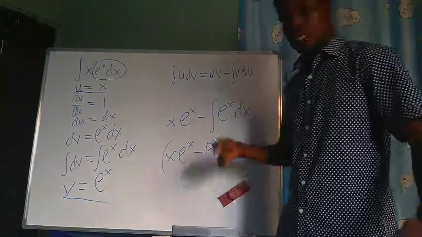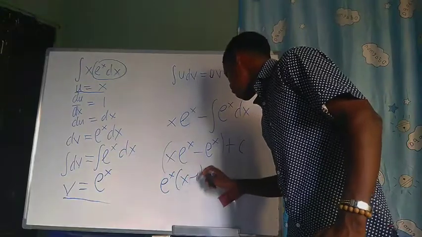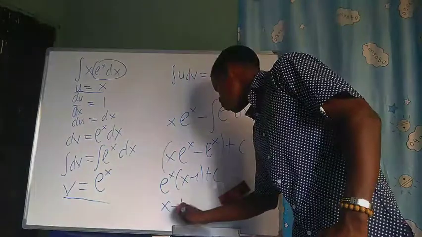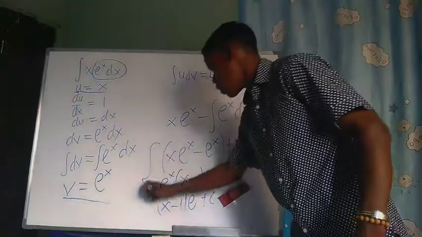We are done already, but we can just do some factoring. We have e to the x, and we have here x minus 1, plus c. Or we take this back, like just x minus 1 times e to the x plus c. Well, from here lies the solution, alright?